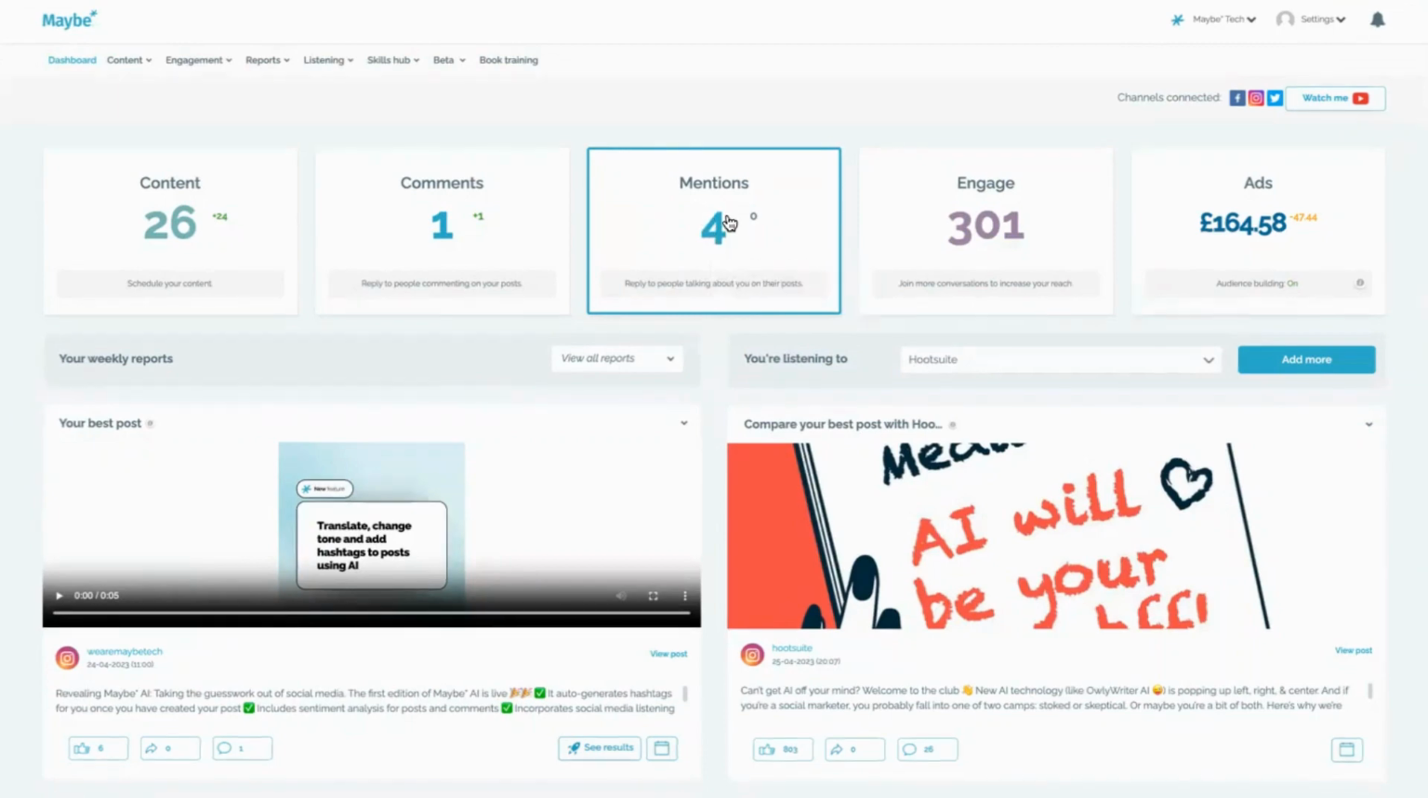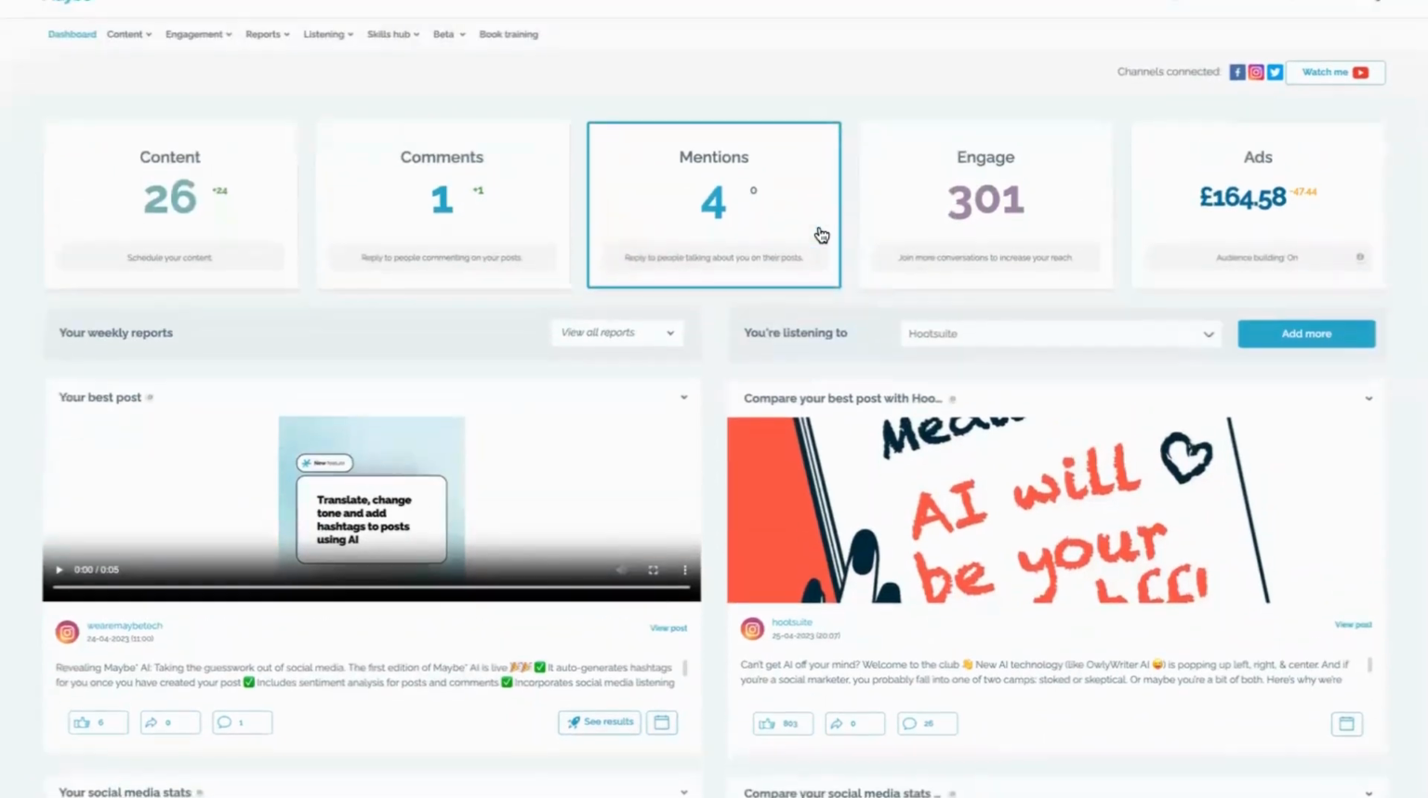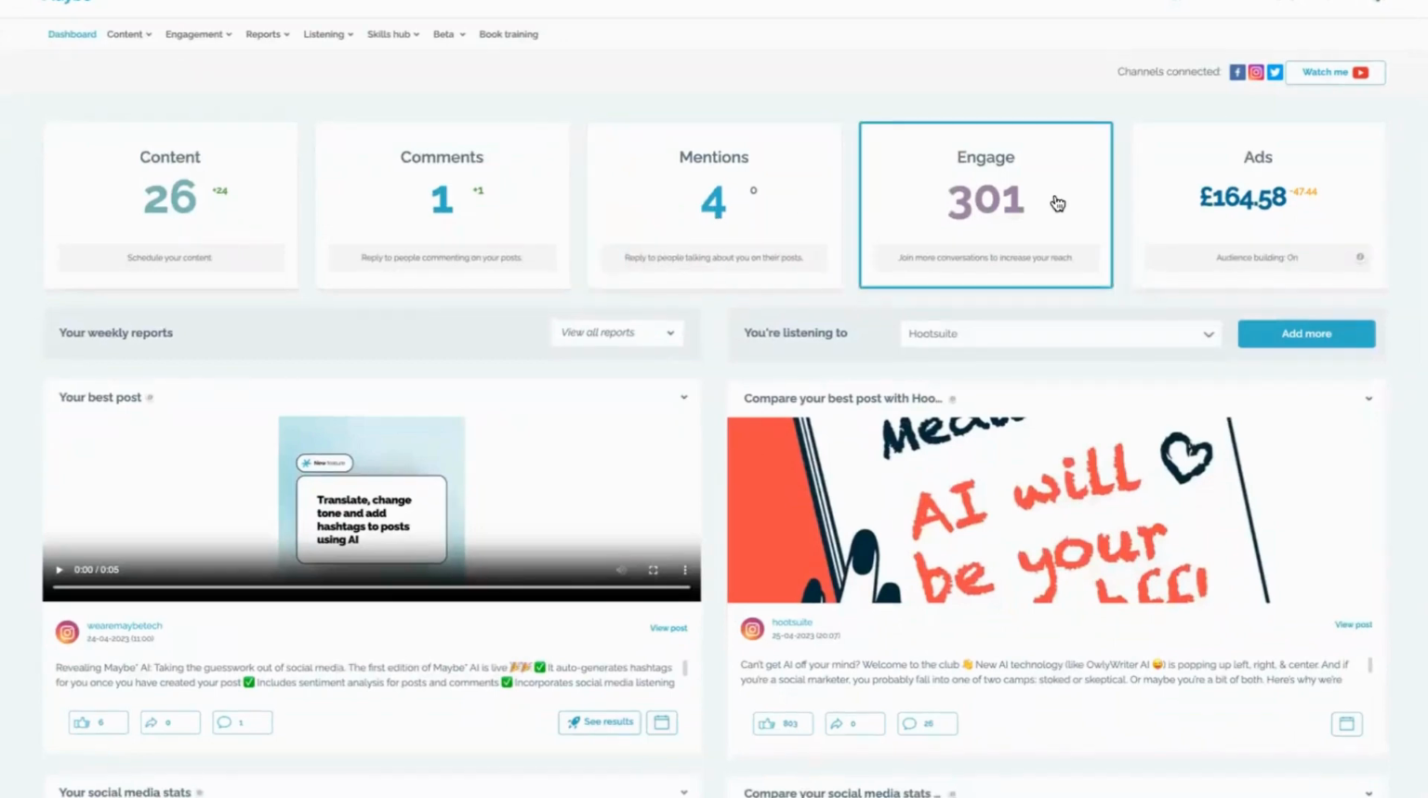So that means you can keep on top of them, and of course, if they've tagged you in because they want to show how great your product is, amazing, because then you can take it and you can reshare it yourself.